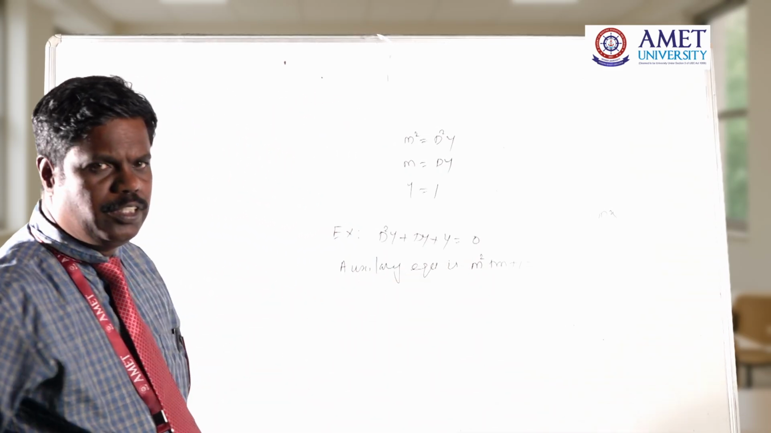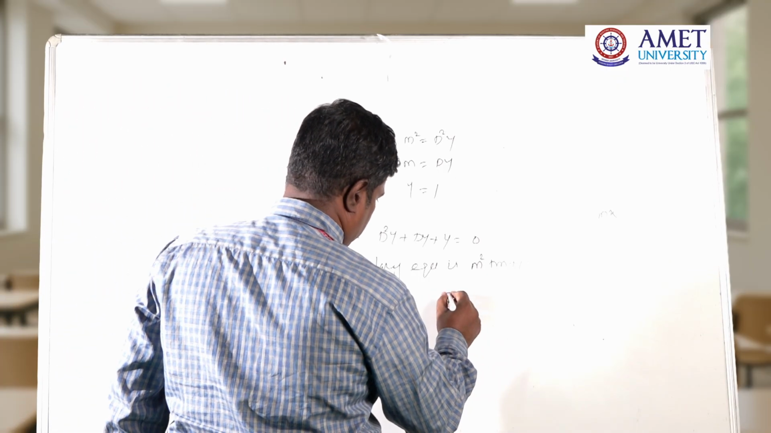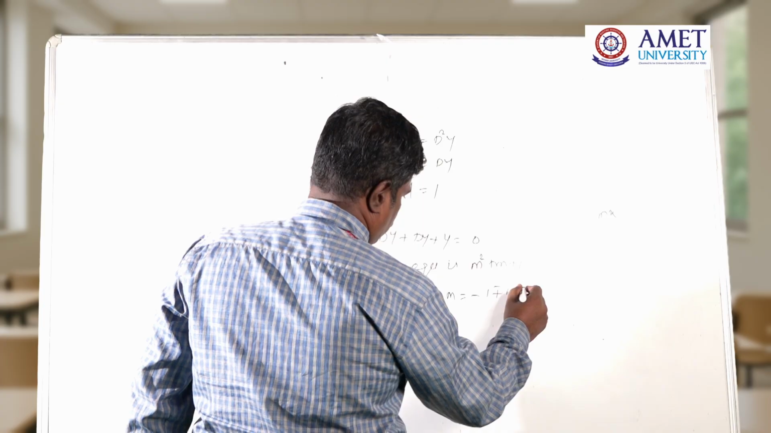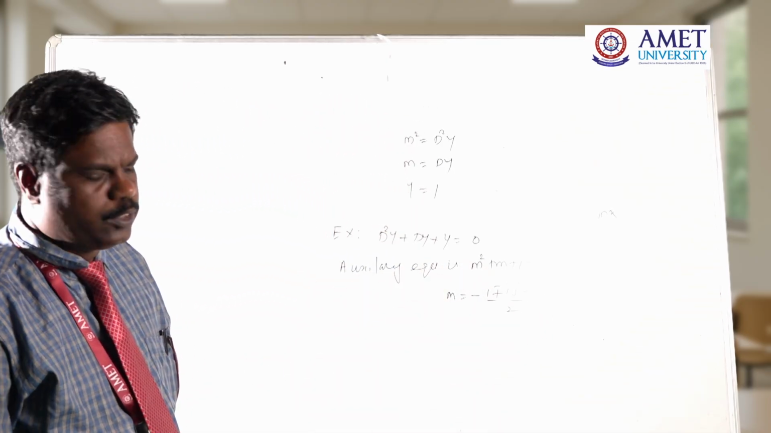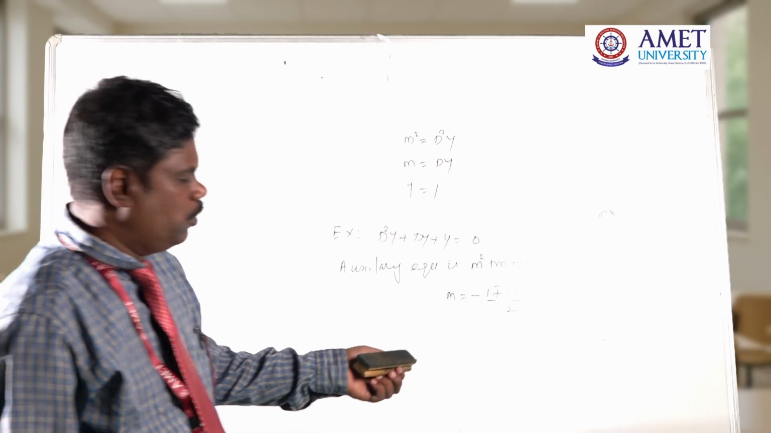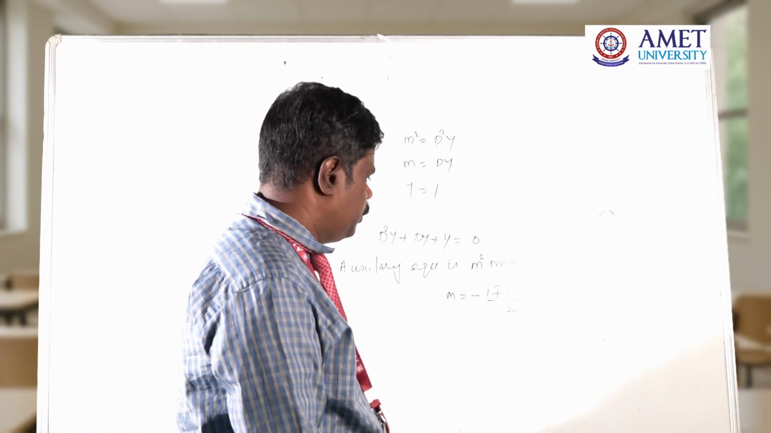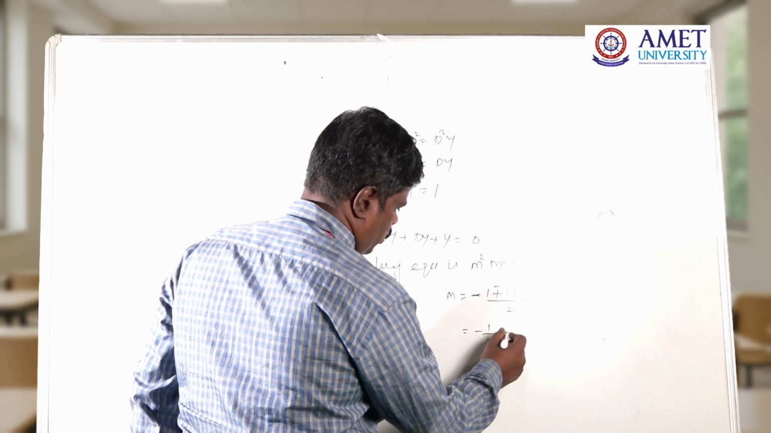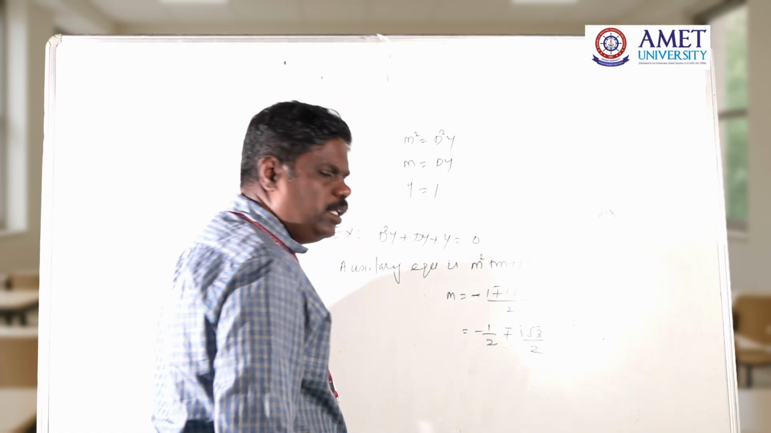Now this is the quadratic equation. You can solve the quadratic equation. The solution of the quadratic equation is m is equal to minus 1 plus or minus i root 3 divided by 2, by substituting into minus b plus or minus root of b square minus 4ac divided by 2a. If you substitute like this, you will be getting the roots. The root is a complex number, that is minus 1 by 2 plus or minus i root 3 divided by 2.